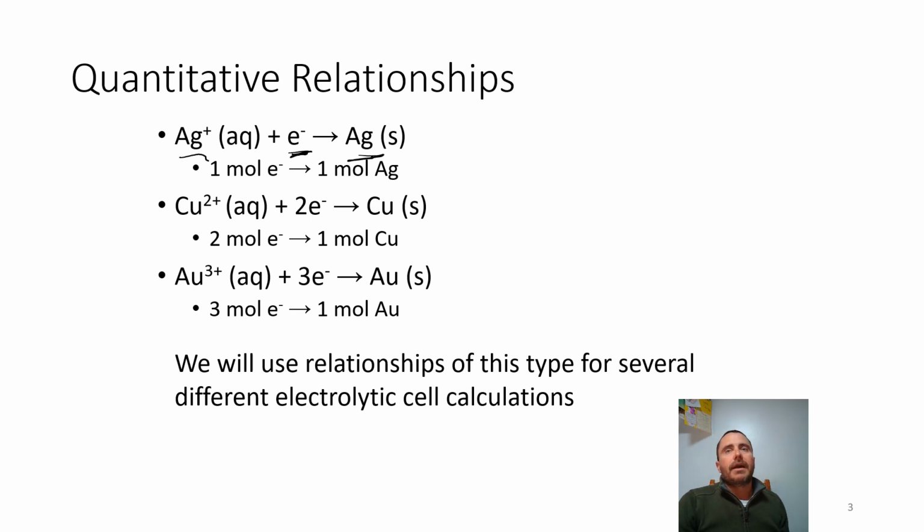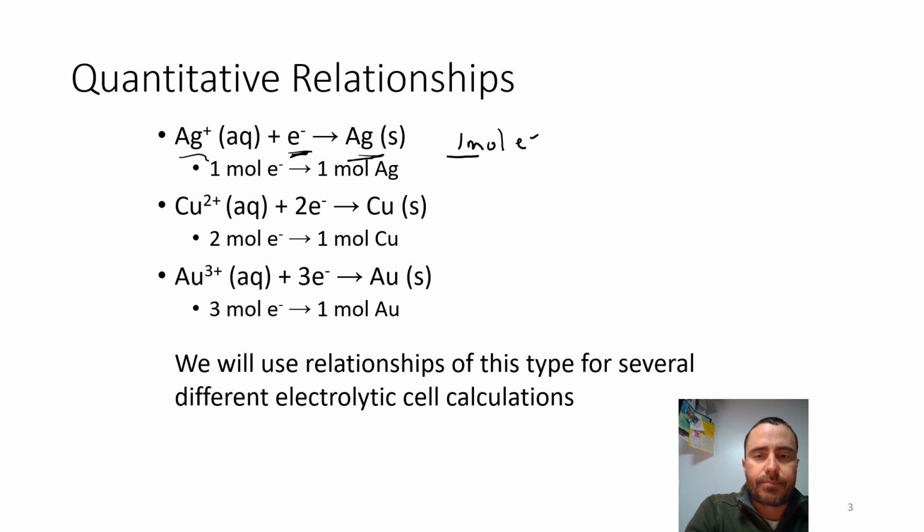So if you had 1 mole of silver cations, it's going to take 1 mole of electrons to produce 1 mole of silver. Another way that we can say that is that 1 mole of electrons is needed per 1 mole of solid silver that we're going to produce. So we can use this as a conversion factor.